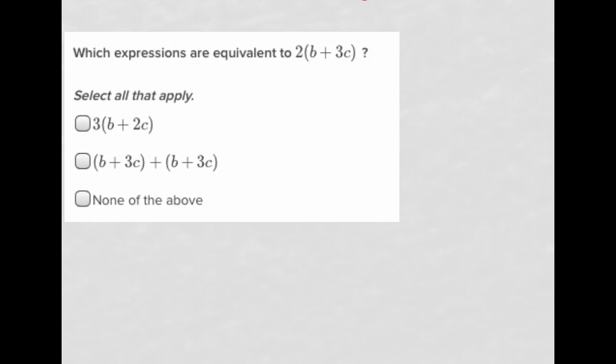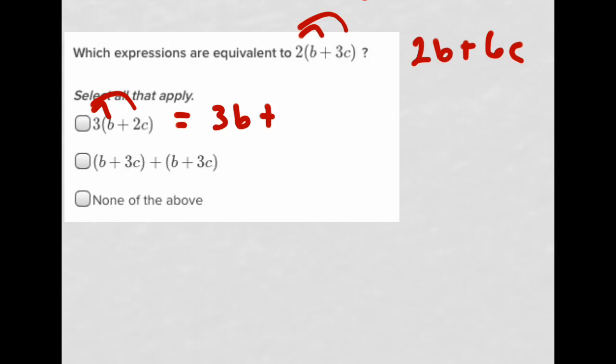Let's try this one. Hopefully it'll be something better. So, I will distribute. 2, that would be 2b plus 6c. Yeah? Alright, so that's what I'm looking for. What about this? 3b plus 6c. Hey, that works. That's good.